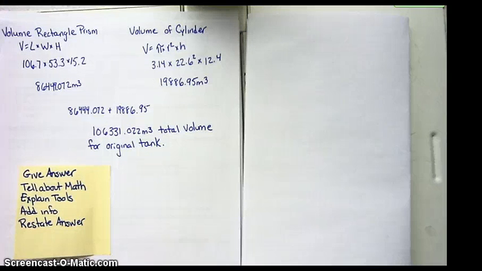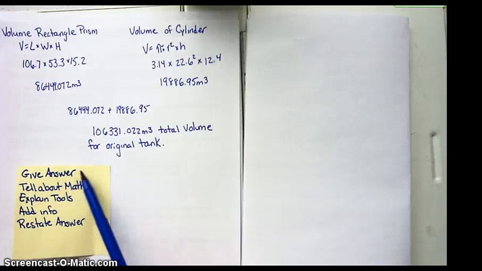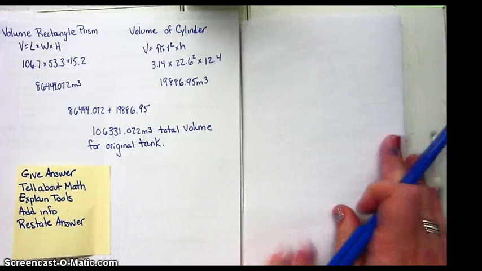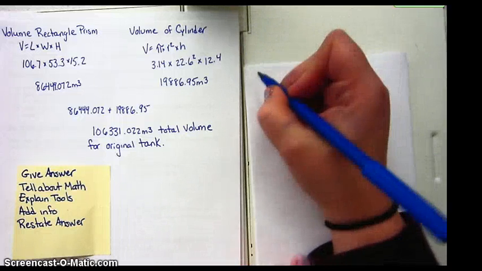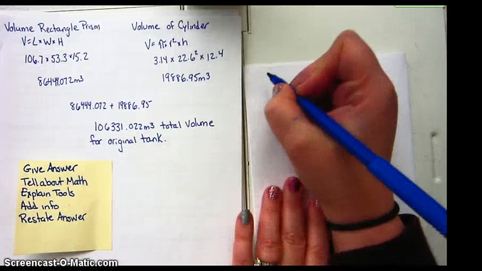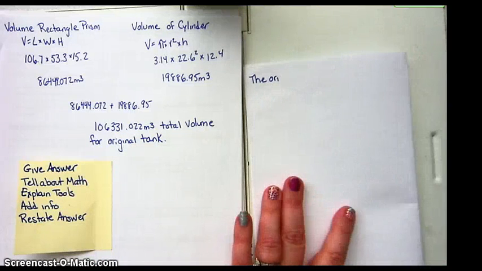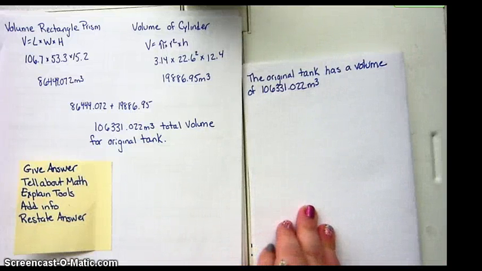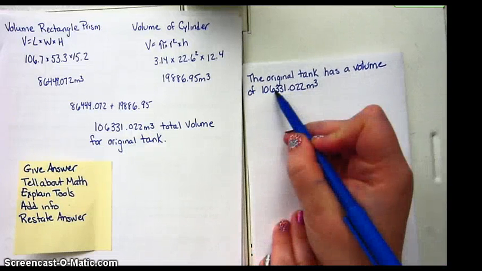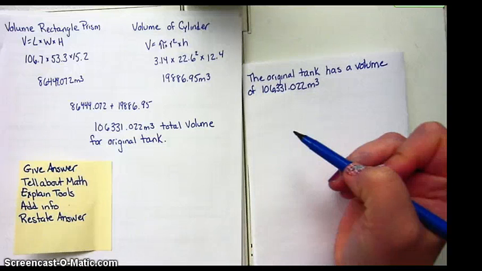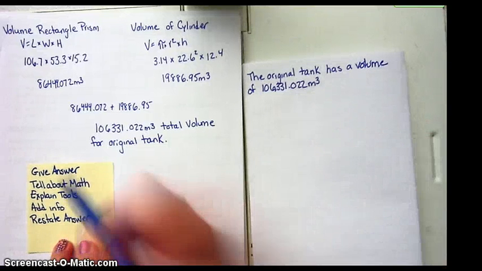Now that I've done my math, it comes to the part where I have to start explaining. As a class, we decided on these 5 things that must be in each of our writings to be able to explain the math. We're going to start by giving the answer. For this task, I decided through my math that the original tank is this size. So all we have to do is write: the original tank has a volume of 106,331 cubic meters. There is my answer.